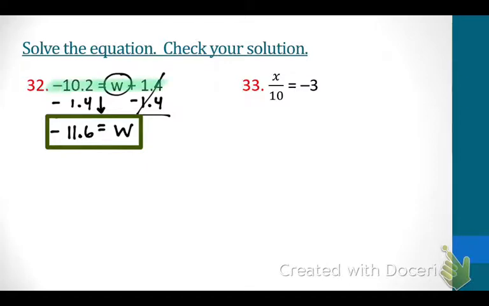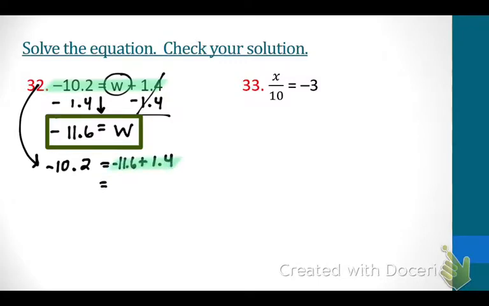In order to check, we are rewriting the original problem. We're just going to write it down here. So I've got negative 10.2 equals W plus 1.4. But since we figured out what our W is, I am going to get rid of that W. And what should I plug in? Negative 11.6. Okay, so we're working on this over here.